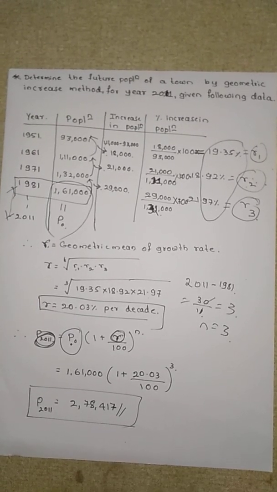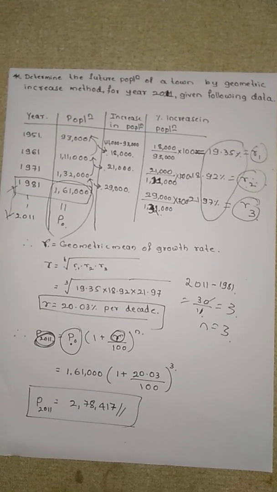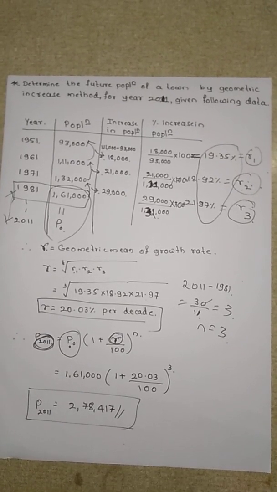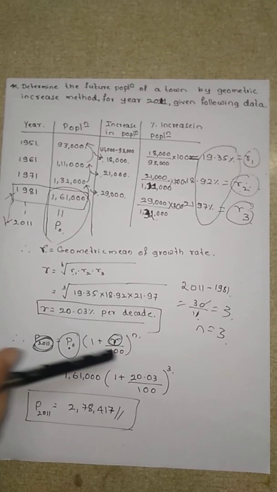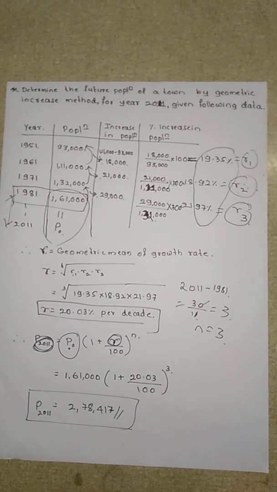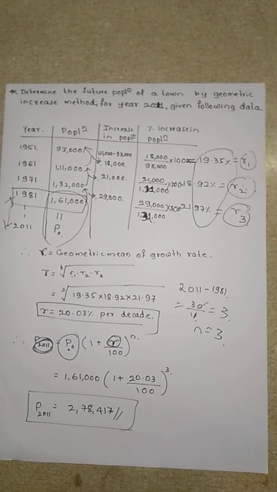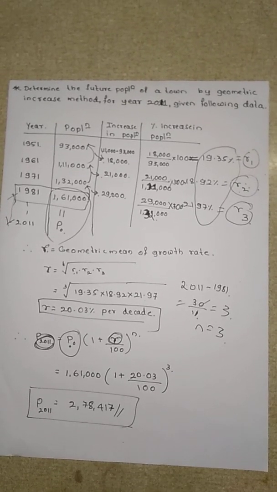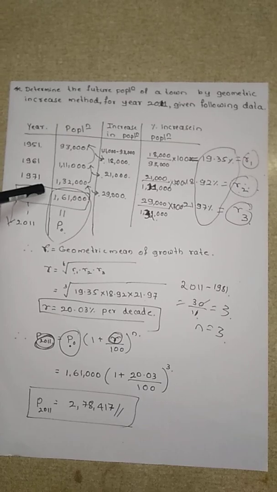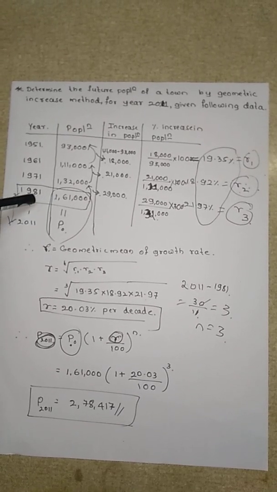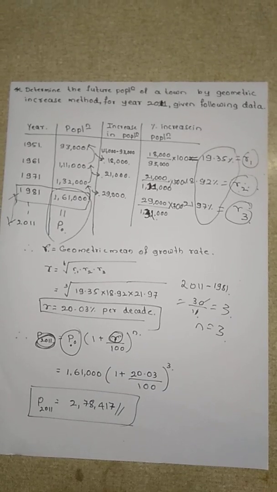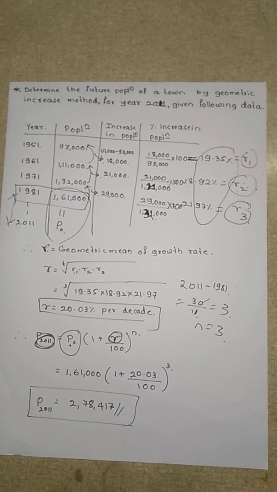After the data is given, first what you want in your problem is the formula: Pn is equal to P naught into (1 plus R by 100) raised to n. In this you need to find out P naught. P naught is nothing but the population in the last known decade. That is, 1981 is the last known decade population, so it is 1,61,000. So your P naught will be this.